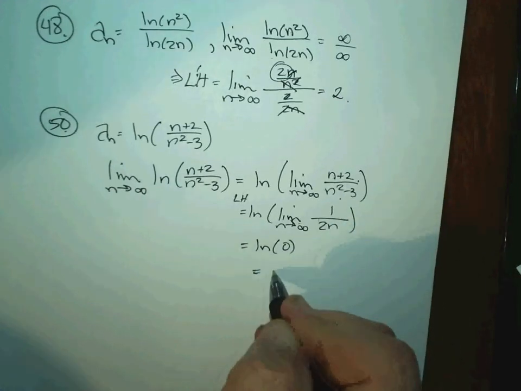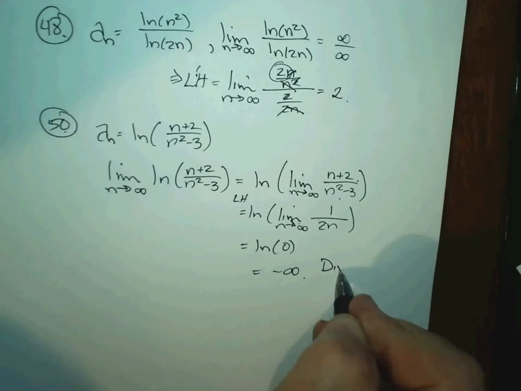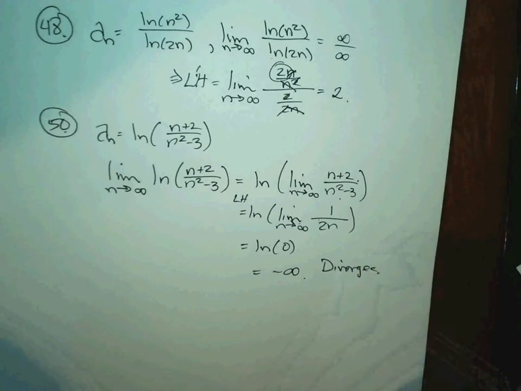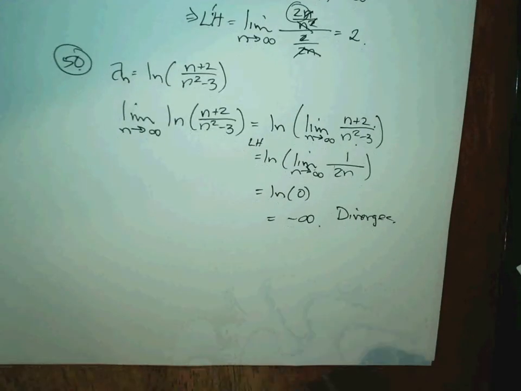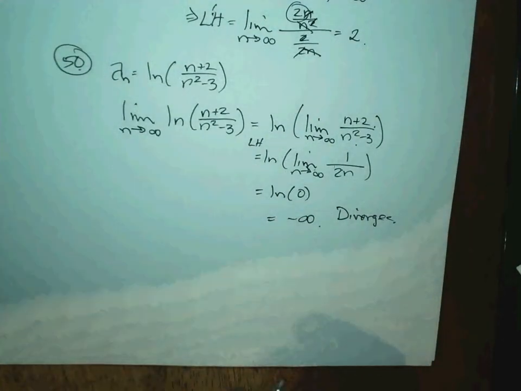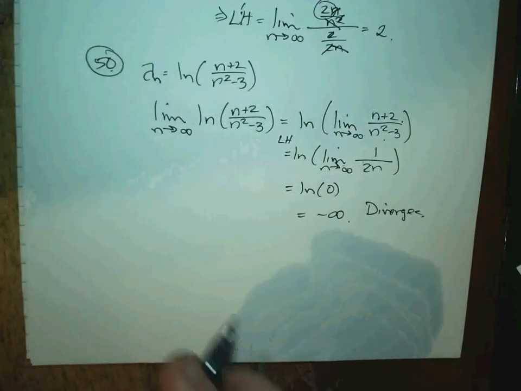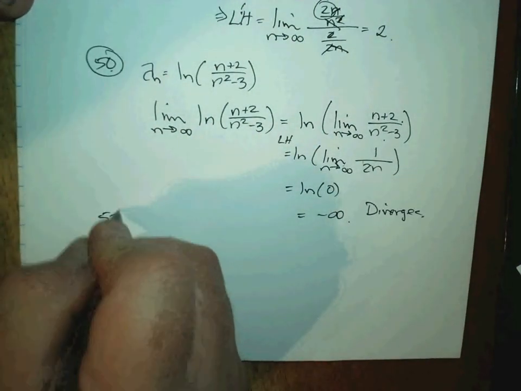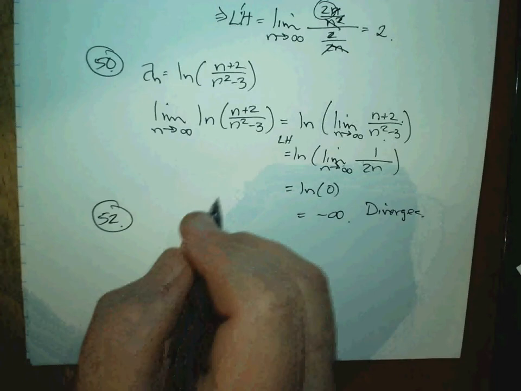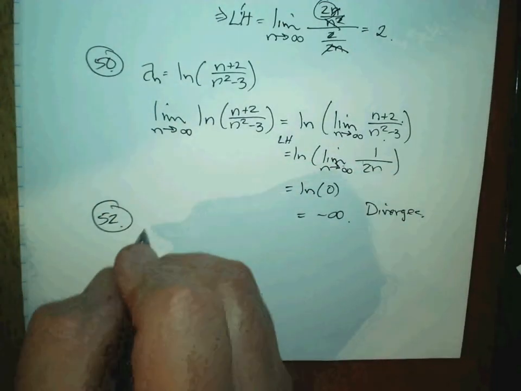The derivative of n plus 2 is 1. The derivative of n squared minus 3 is 2n. And so you're getting the natural log of the limit of this, which is 0. And the natural log of 0 is minus infinity, so this diverges. It doesn't have a finite value associated with it.